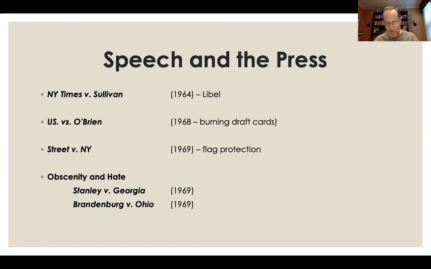Stanley versus Georgia, that's more obscenity. But Brandenburg was the case that I covered when we dealt with hate speech during an earlier unit. And this is the case that would allow what many people would consider repugnant groups, like the Klan and the American Nazi Party, to speak their viewpoint.